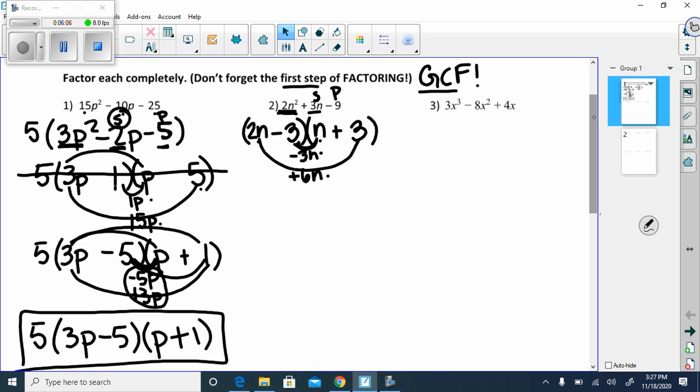And if I combine those like terms, I would get positive 3n. And then negative 3 times positive 3 would give me negative 9 out here on the end. So these must be my factors: 2n minus 3 and n plus 3.